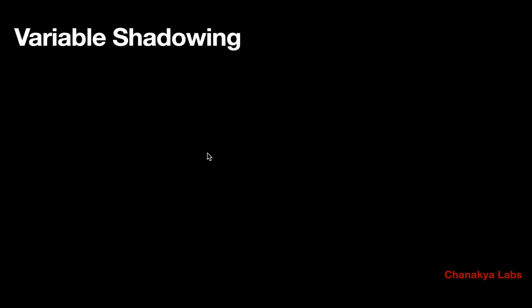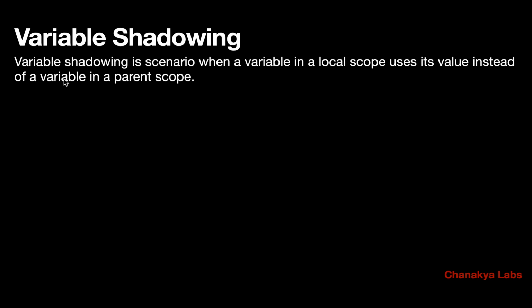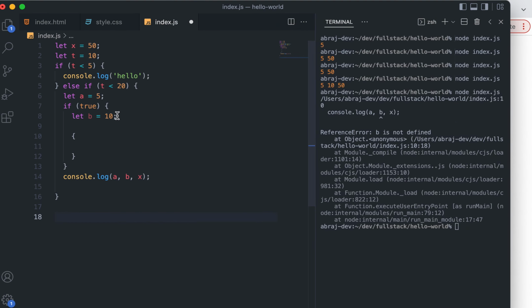Now I was discussing something called variable shadowing, which is the scenario where a local scope means, so let's say this thing.